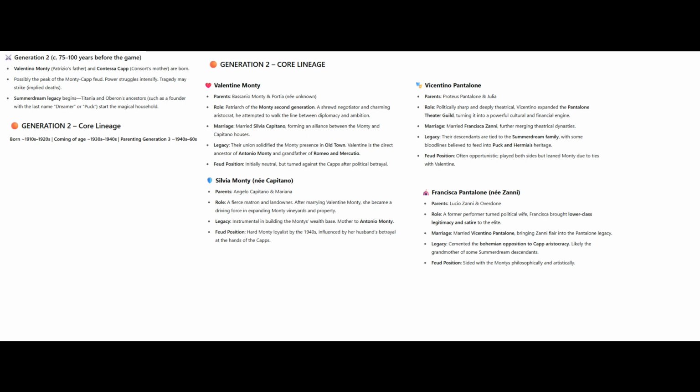Likely the grandmother of some Summer Dream descendants, I don't know how. And cemented the Bohemian opposition to the Cap aristocracy. I'm wondering if this is where Isabella and Contessa's eventual feud maybe came from, outside of the men. Feud position. Sided with the Montys philosophically and artistically.